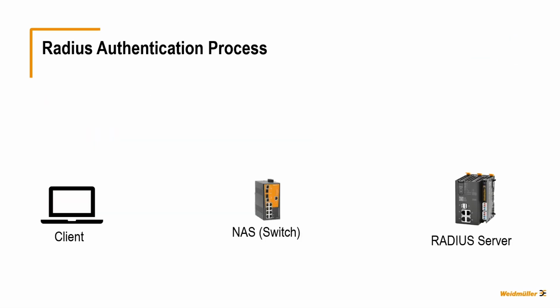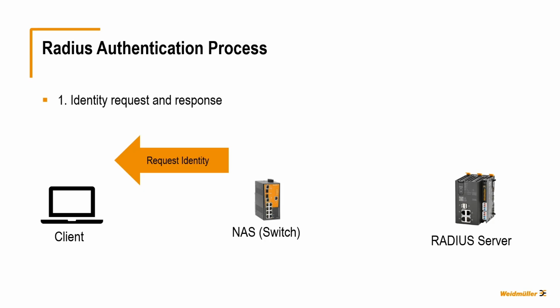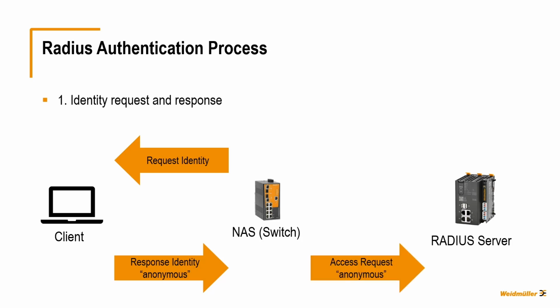Now to the authentication process. The first step here is the identity request from the switch after the client gets plugged into the port. Here the client responds with an anonymous username. The network access server sends this message to the Redis server, which responds with an EAP MSCHAPv2 access challenge.